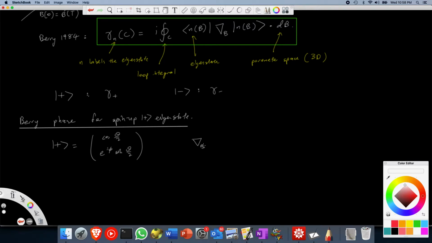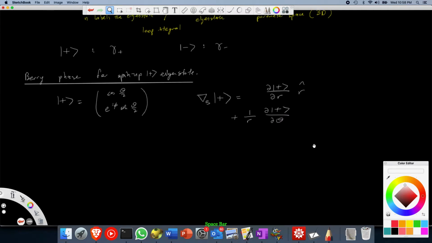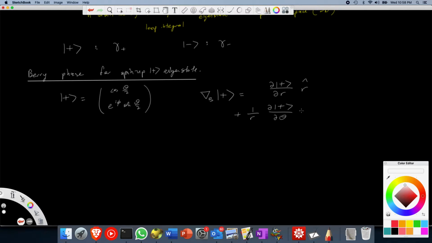So we need to calculate the gradient of the eigenstate. The gradient of the eigenstate is equal to the partial derivative with respect to the radial component, plus 1 over r times the partial derivative with respect to theta, which is the polar angle, plus 1 over r sine theta times the partial of the plus eigenstate with respect to phi, the azimuthal angle.